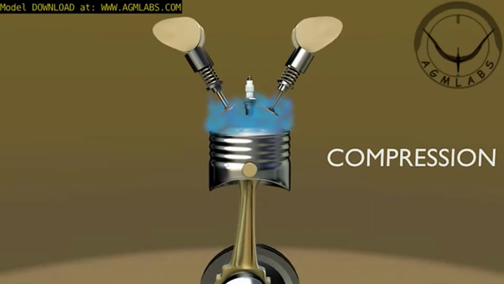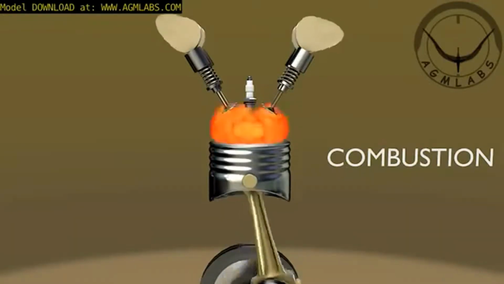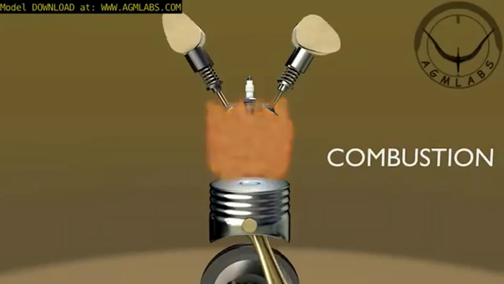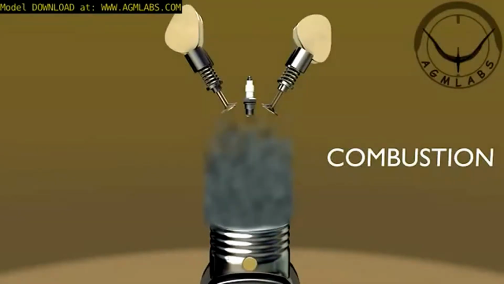Just before the piston reaches the top of its compression stroke, a spark plug emits a spark, to combust the fuel-air mixture. Third, combustion stroke. The piston is now forced down by the pressure wave of the combustion of the fuel-air mixture. The engine's power is derived from this cycle.